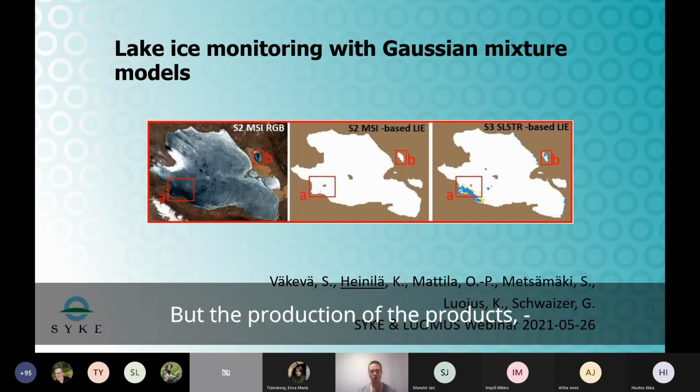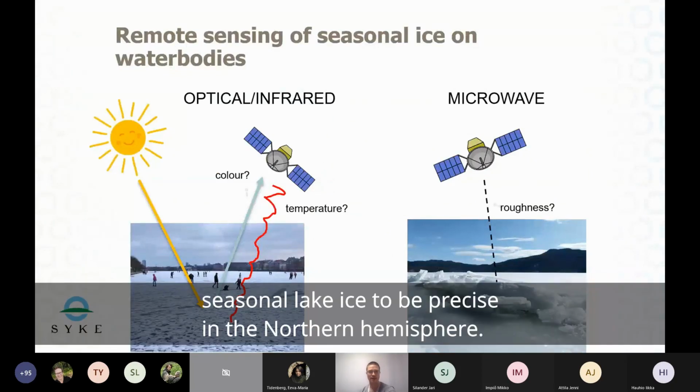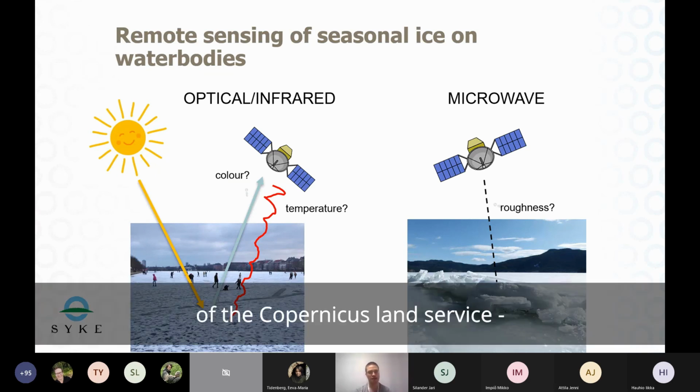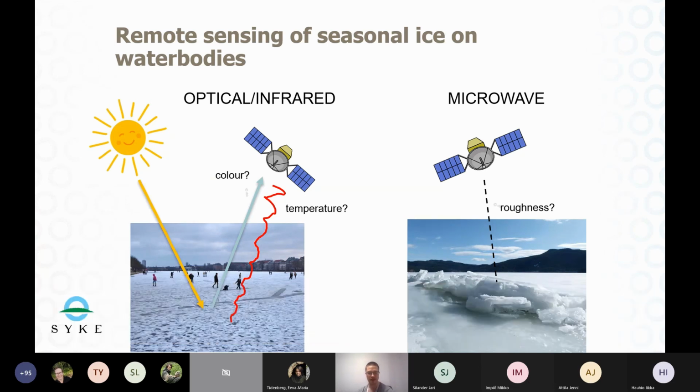But the production of what? I have been talking about products. Lake ice, seasonal lake ice to be precise, in the Northern Hemisphere. And this work has been supported by the global land component of the Copernicus Land Service, for which we are now provisioning lake ice interpretations.